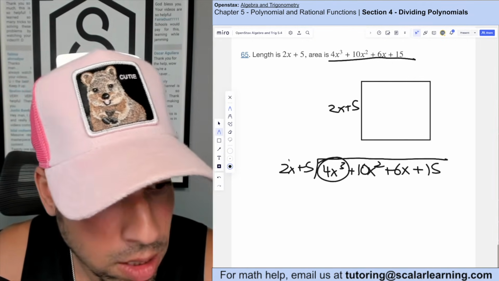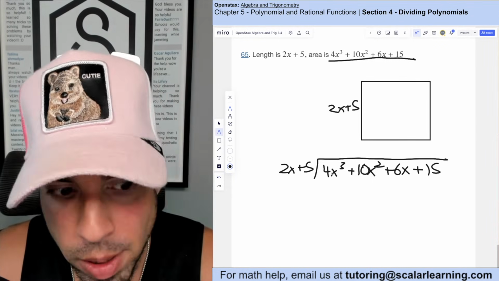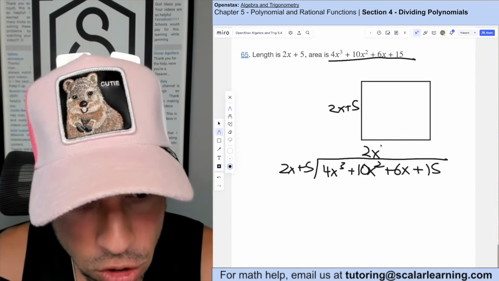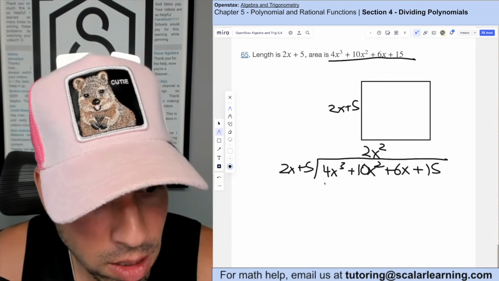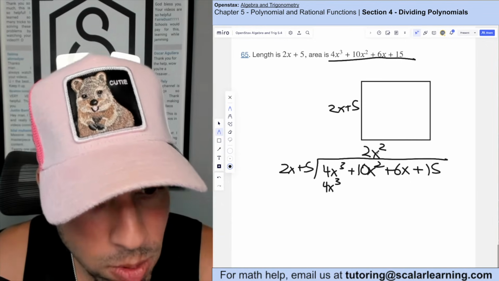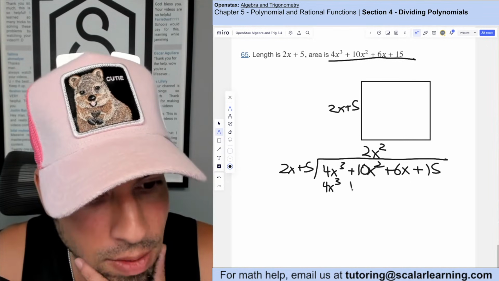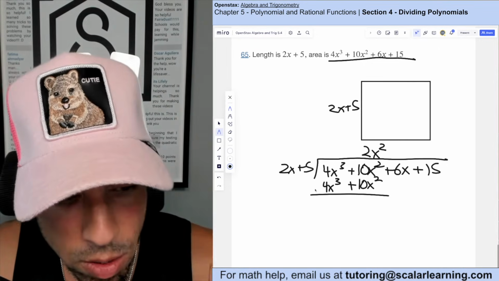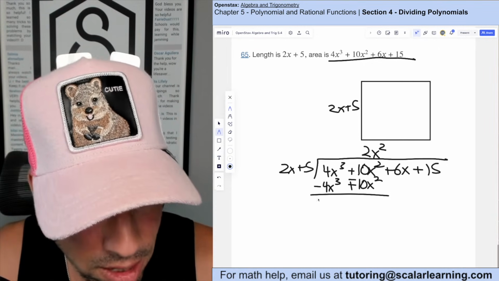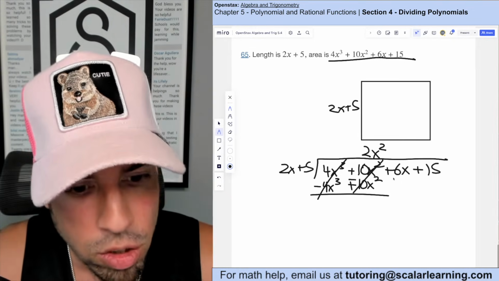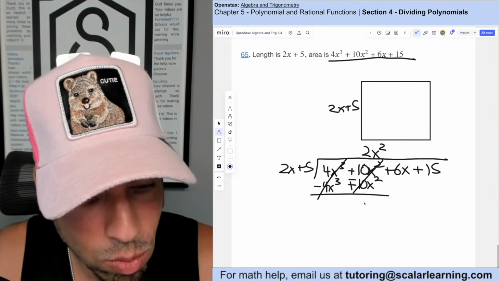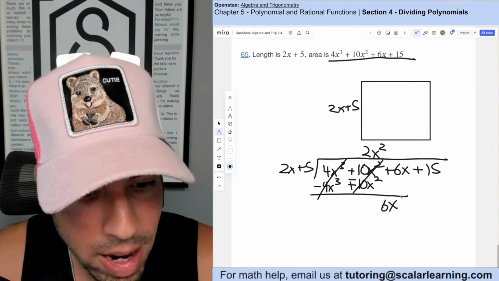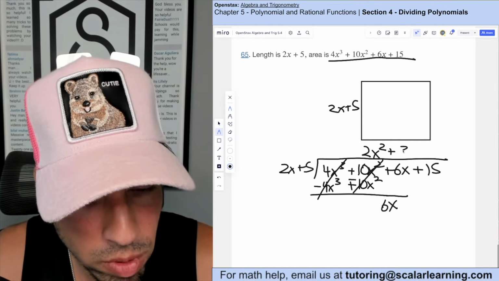We're only worried about the leading terms when we do long division. So first, 2x goes into 4x cubed, 2 times 2 is 4, and then x squared. 2x squared times 2x gives us that perfect 4x cubed, and then 2x squared times 5 is 10x squared. Look at that, it matches up perfectly. Now we negate, add these together, cancel, add that together, cancel. So that's nothing. Then we bring down the next thing, which is 6x. And then 2x goes into 6x 3 times.